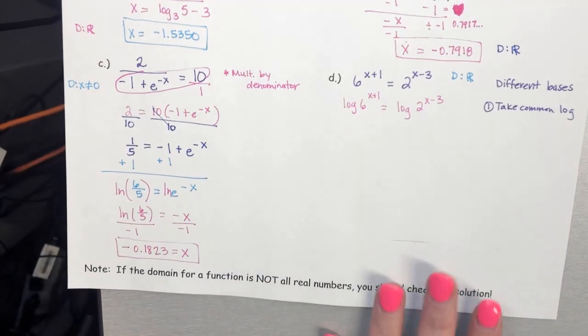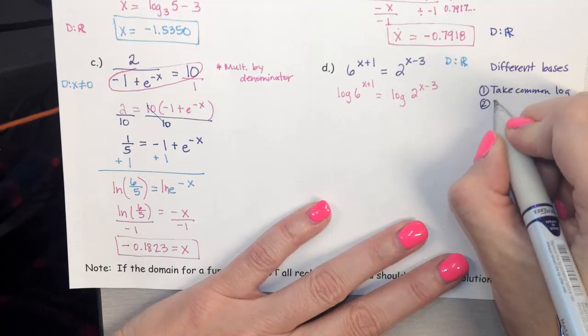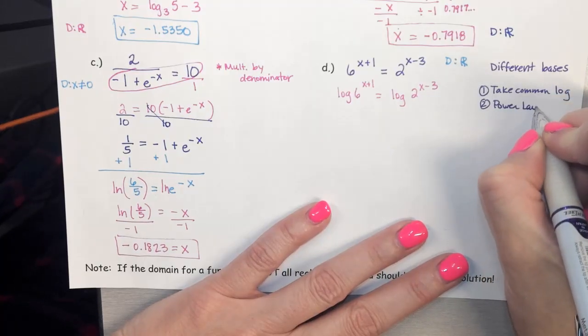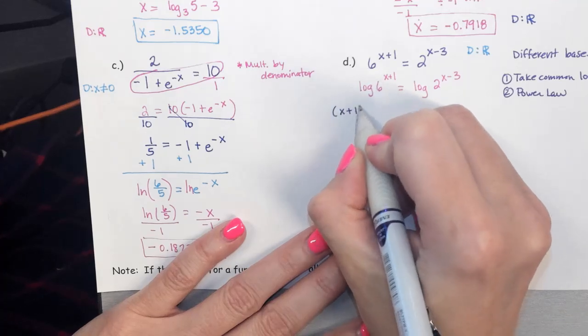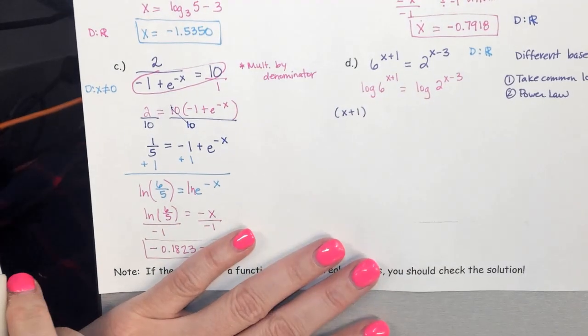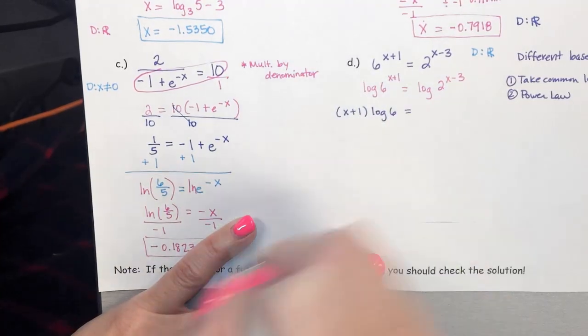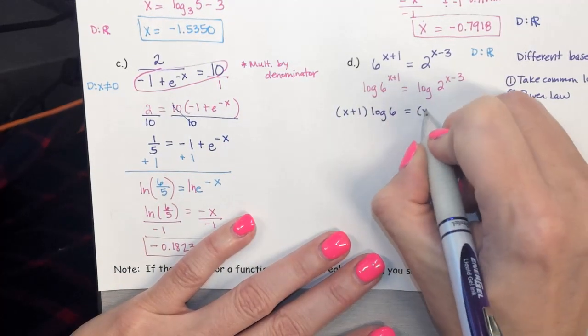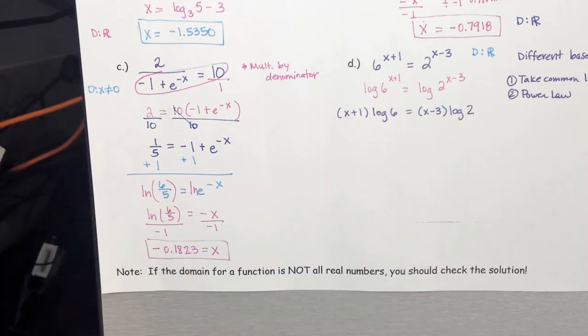Okay, when you take the common log, you are going to use the power rule, the power law, to bring this in front. Because this is a binomial, the x plus 1, you do need to put that in parentheses. x minus 3 is a binomial. You need to put that in parentheses.